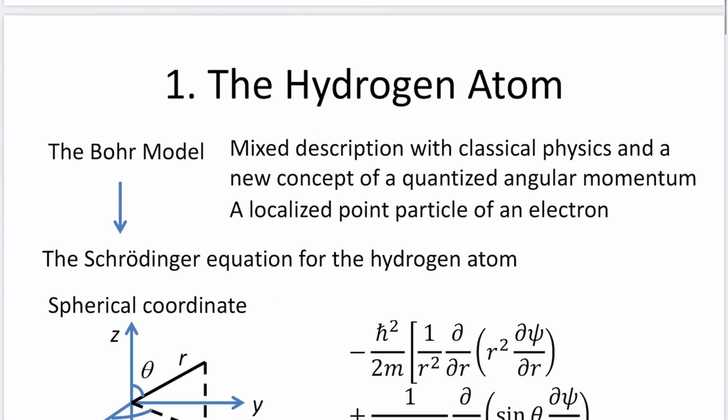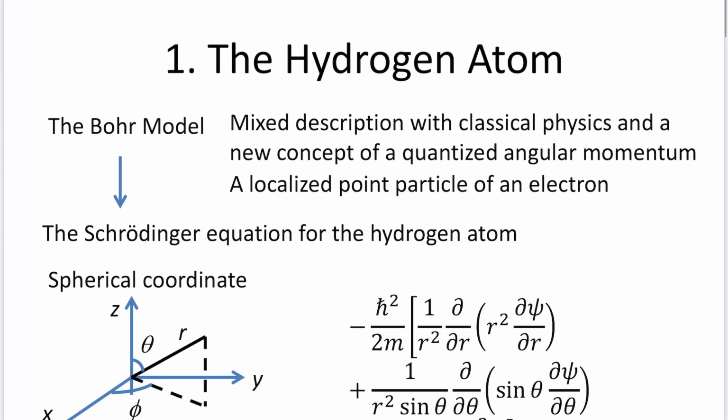First topic is the hydrogen atom. The Bohr model is a mixed description: it uses classical physics to describe the motion of electrons around the nucleus, together with the new concepts of quantized angular momentum and the localized point-particle electron, to build the Bohr model.